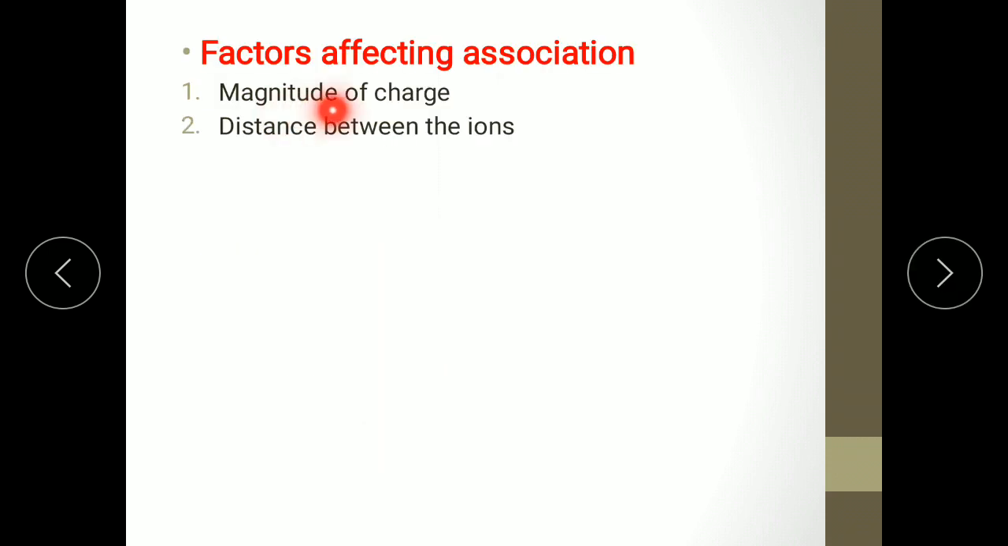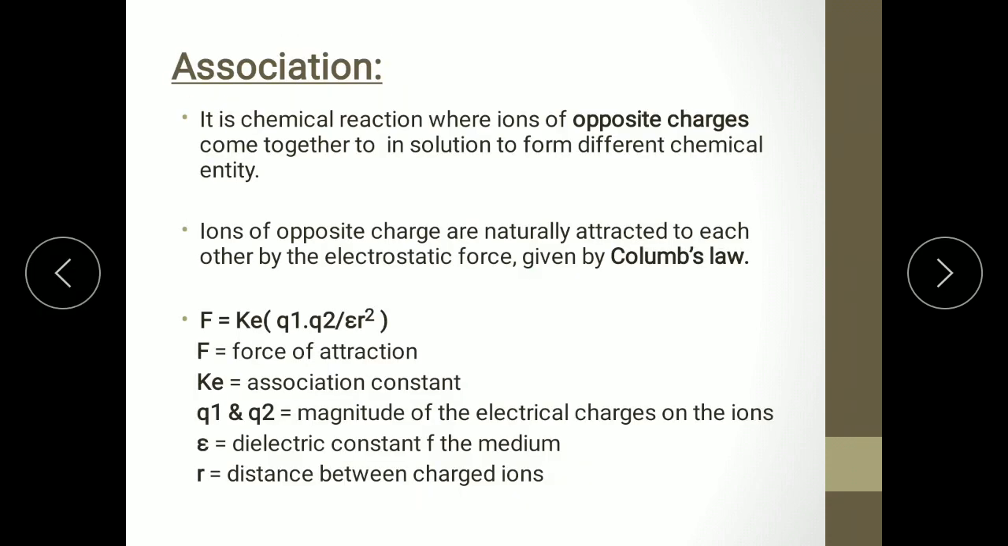Now, what are the factors affecting the association? It is magnitude of charge and distance between the ions. As we have seen in Coulomb's law, if magnitude of charge on the ions is higher, automatically force of attraction will increase. And if distance between the charged ions is more, then again force of attraction will reduce. If it is less, force of attraction will increase.